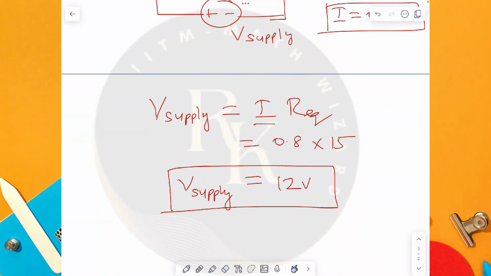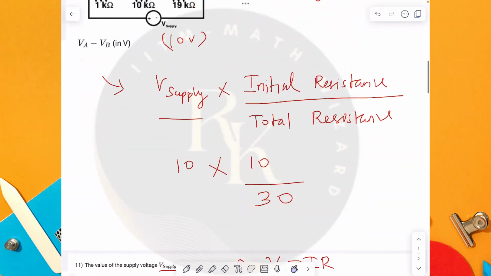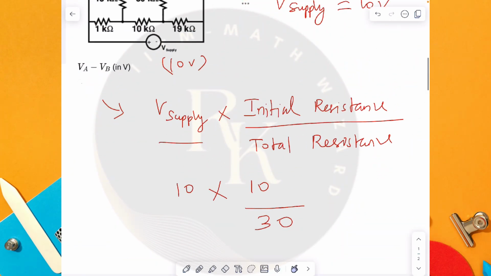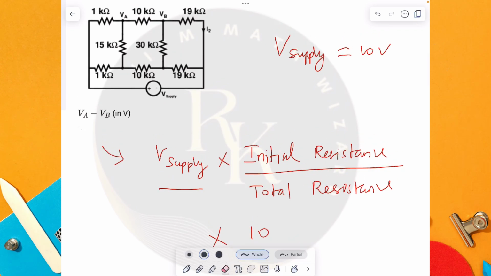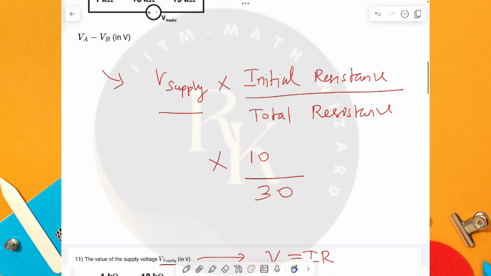Sorry, the total supply is 12. Sorry for that. I'm rubbing it off. It is not 10 actually, it is 12. Sorry for it. So write 12 here as the total voltage supply. The remaining values are the same.